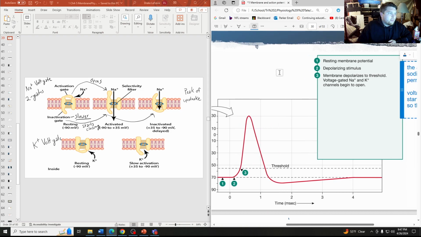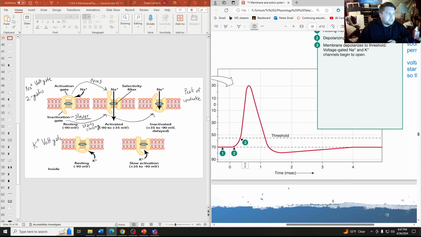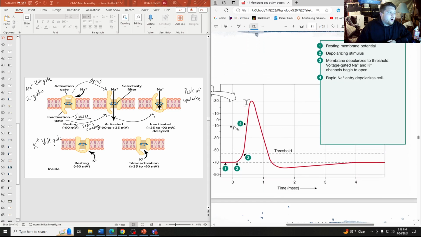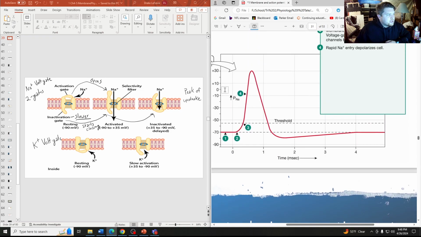Okay? Next step, 4, we get that rapid sodium entry, depolarizing the cell. Kind of 3 and 4, as soon as that opens at threshold, all the sodium rushes in, and we have that increased permeability to sodium. We go up, up, up, up, up, up, up, just like that. Remember, from 0 above, that's called overshoot. The whole thing we call depolarization. The 0 to 30 part, more specifically, we call overshoot, though.